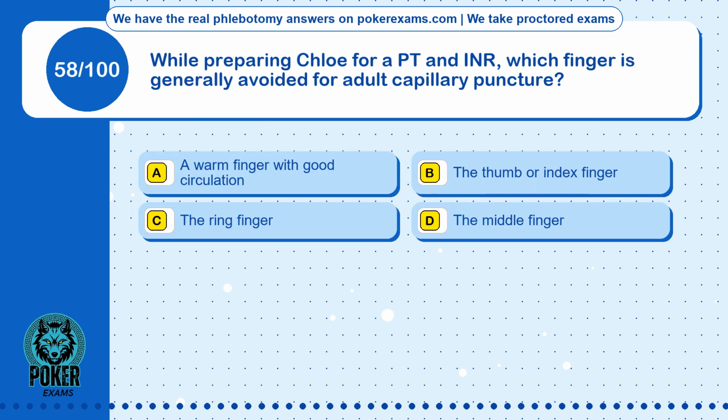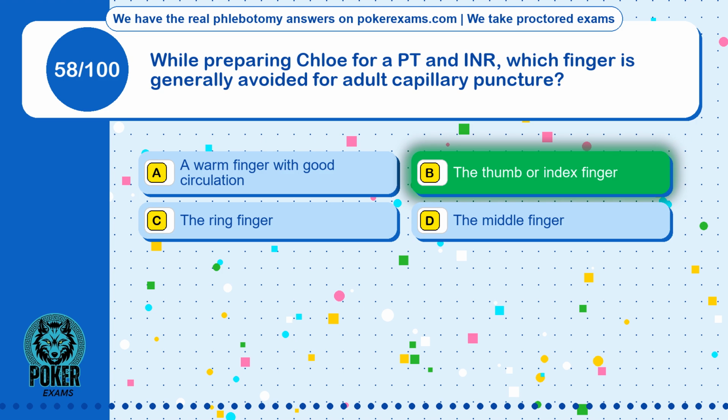Question 58. While preparing Chloe for a patient NINR, which finger is generally avoided for adult capillary puncture? Option A. A warm finger with good circulation. Option B. The thumb or index finger. Option C. The ring finger. Option D. The middle finger.